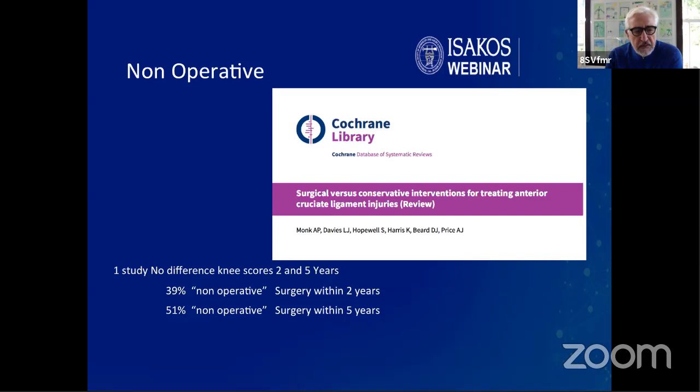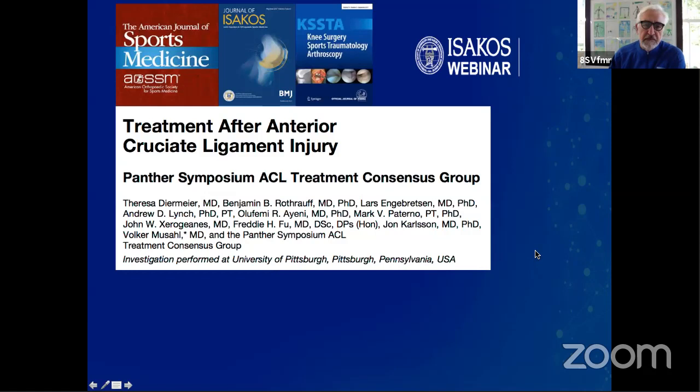They found no difference in the knee scores at 2 and 5 years. But if you really look deep into the study, in the non-operative group, 40% of them had surgery within the 2 years, either having ACL surgery or having meniscal injuries or further injuries. And at 5 years, half of them already had surgery. So I think this is not a very good study to say that we can do that non-operatively.